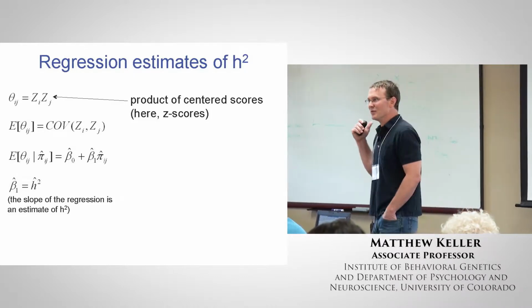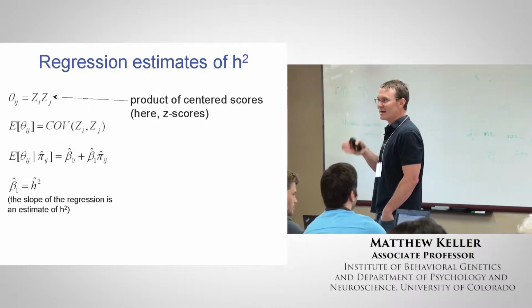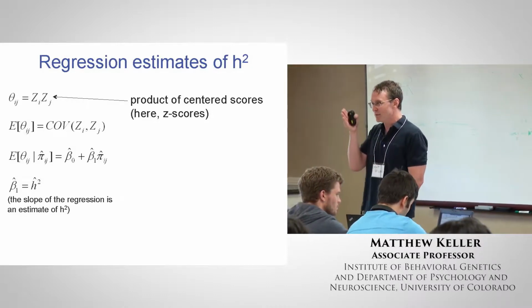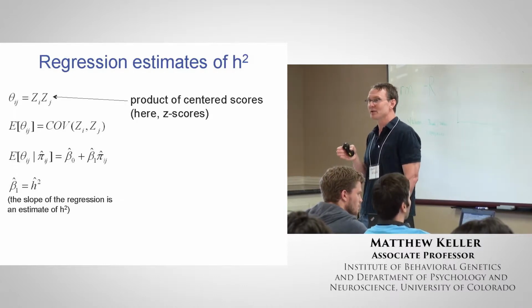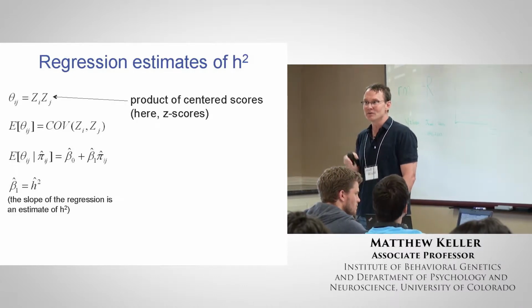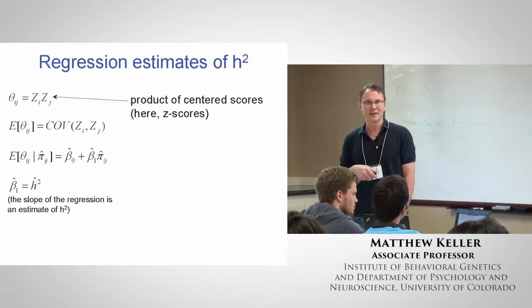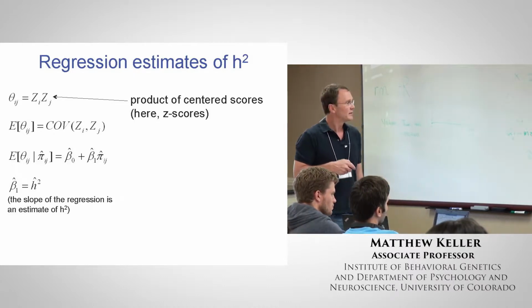Here it's going to be more obvious because we're going to have a lot of people, and we're going to have a lot of ties. If you take the expectation over a bunch of people who have the same pi hat, the same genetic relatedness, the mean of all those products is going to be the correlation between them. I'll show that in the next slide. I think it'll be more obvious.